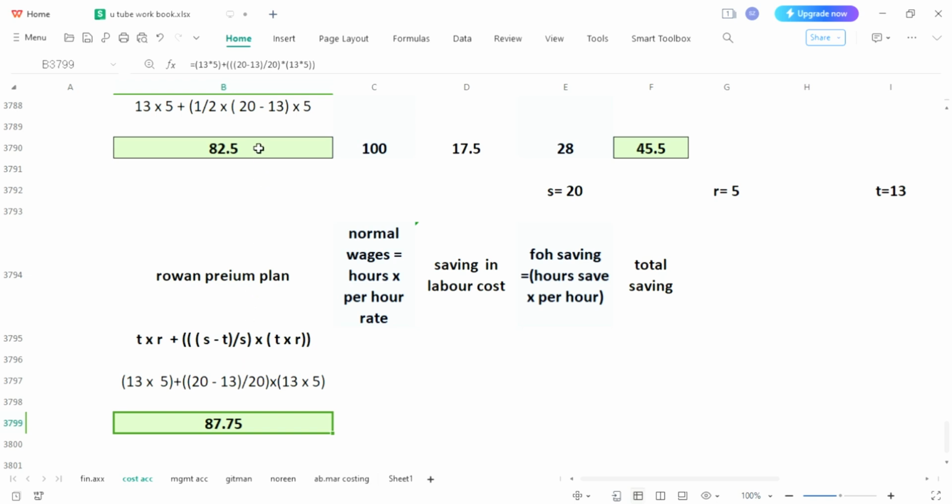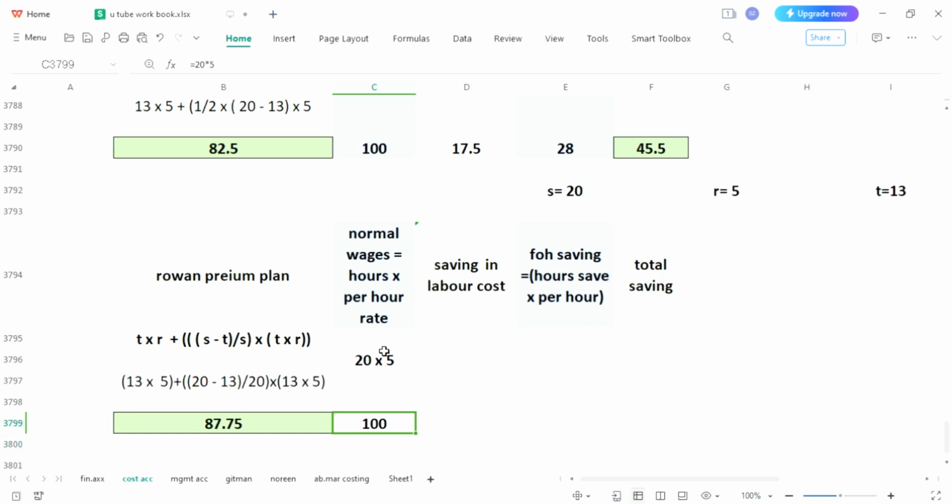So this is also a comparative statement. Halsey is favorable for the manufacturing concern but unfavorable for workers. Rowan is unfavorable for the manufacturing concern but favorable for workers. Normal wages as usual we will calculate. Normal or standard hours were 20, and you need to multiply per hour rate 5. In this way, normal wages can be calculated, 20 multiplied by 5.